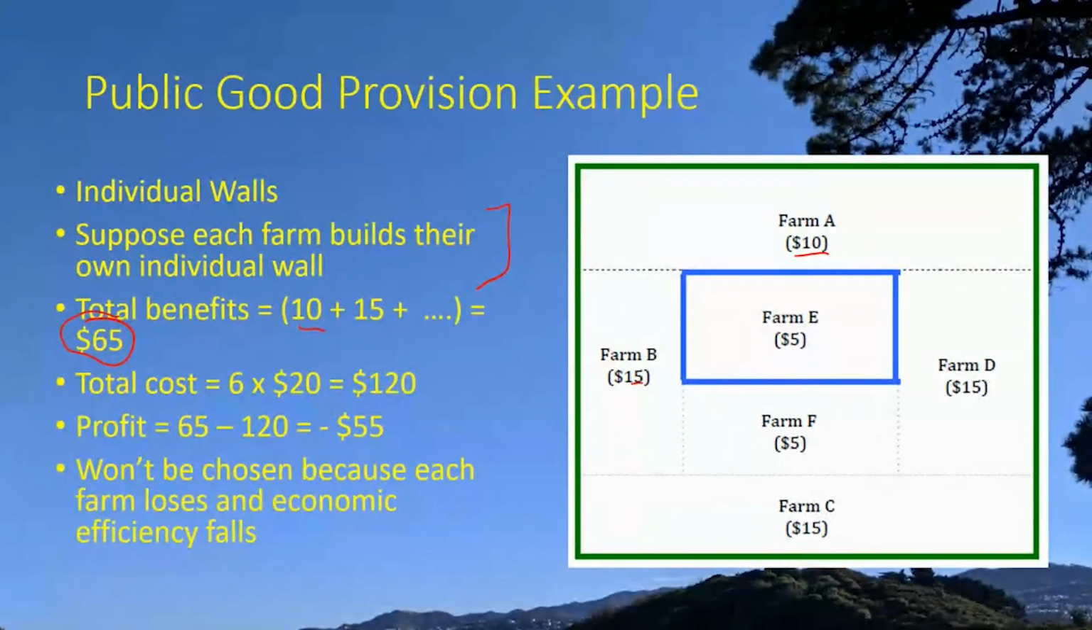But if they each build an individual wall, it's going to cost them 6 times 20, or $120. And that means the profit of building individual walls is going to be $65 in benefits minus $120 in costs for a grand total of minus $55. Doesn't make sense collectively or individually for any of these farmers to build a wall because they don't get the benefits that they get. It's too costly to build a wall. So it won't be chosen. Individuals just won't provide this for themselves.